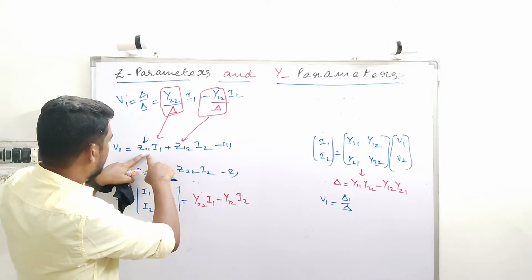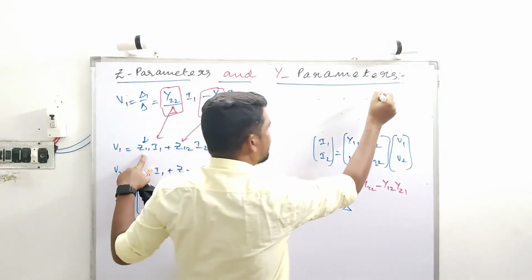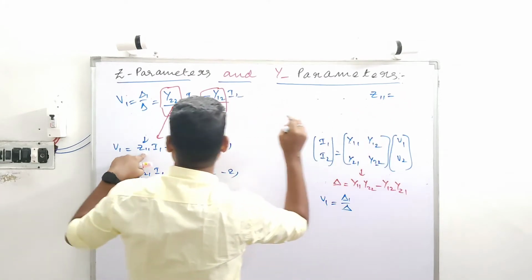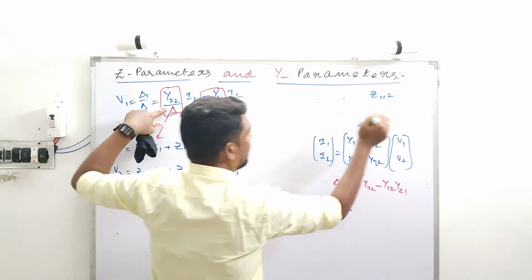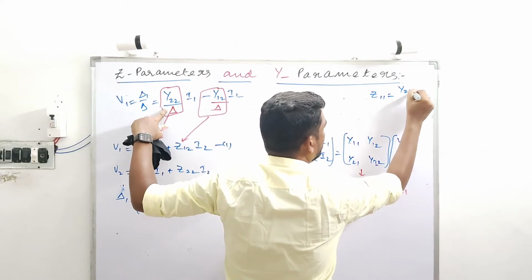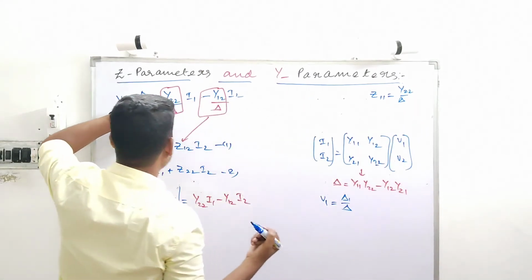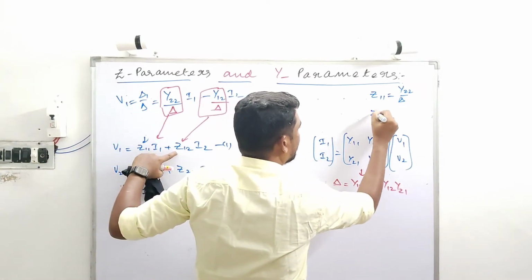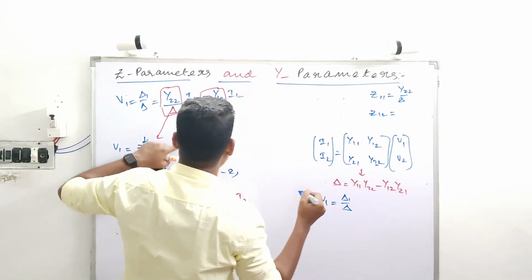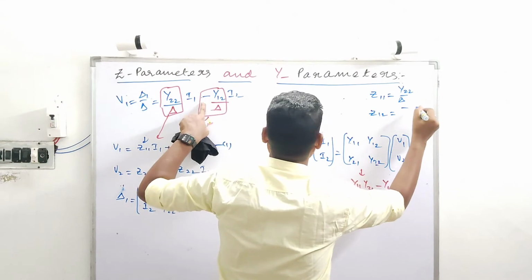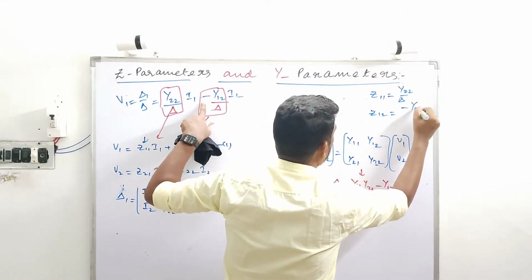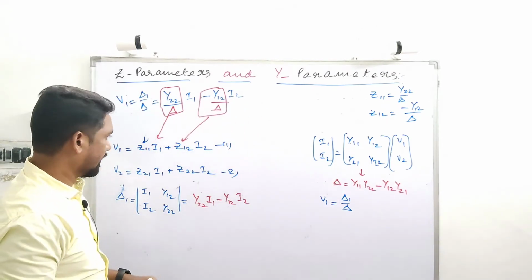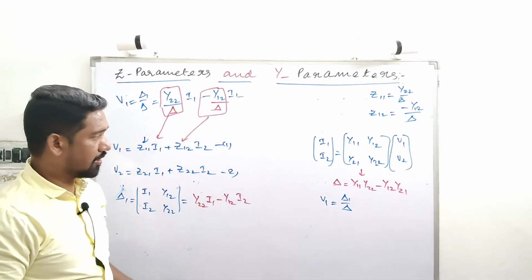So Z parameters in terms of Y parameters, what is it? Z11 is equal to Y22 by del, and Z12 in terms of Y parameters is negative Y12 by del. So that gives us one set of Z parameters.